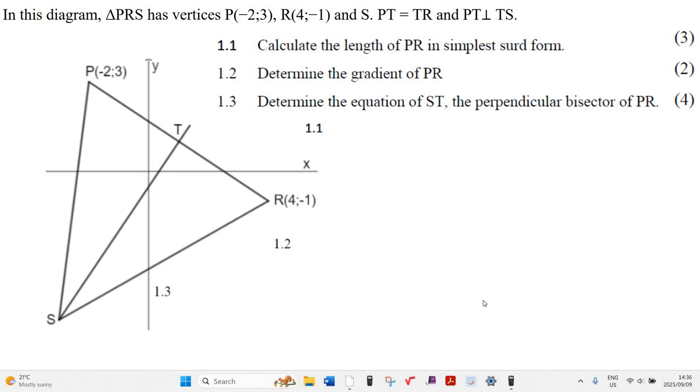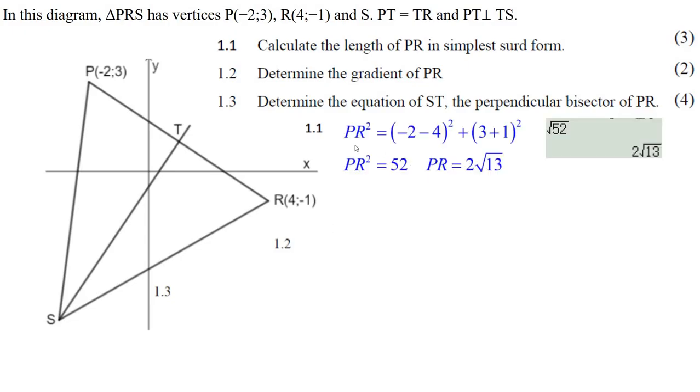Okay, let's try this analytical geometry. Let's see if we can do it. Calculate the length of PR from P all the way to R. Well, it's just the distance formula. When I do the distance formula, I don't like to put the square root. I figure out what PR squared is.